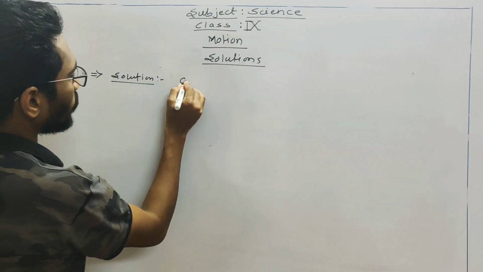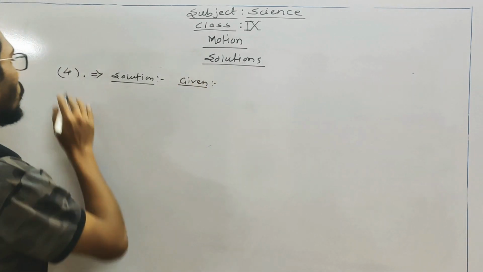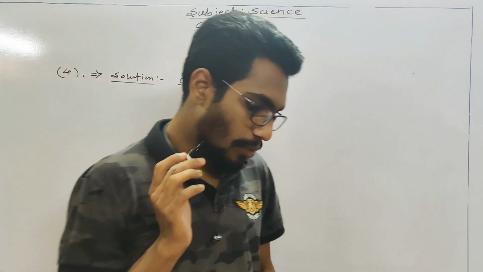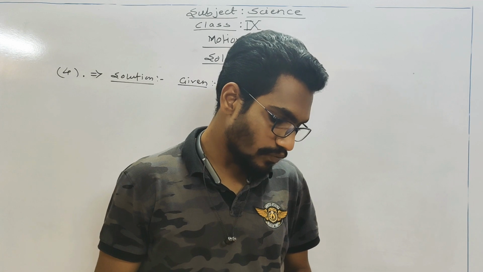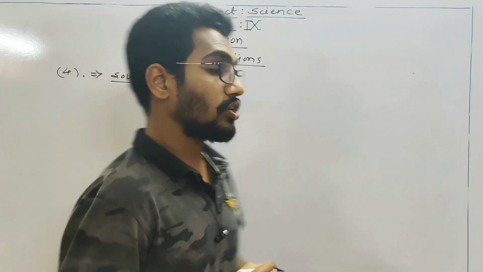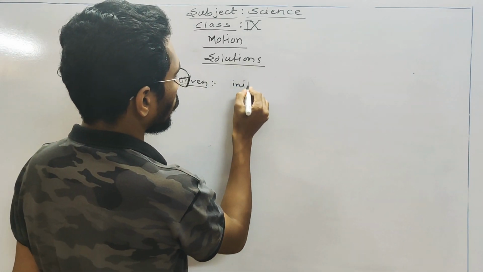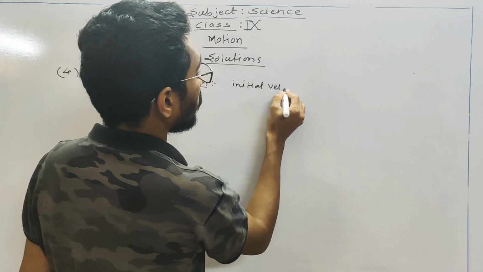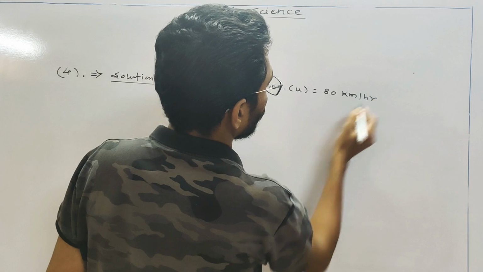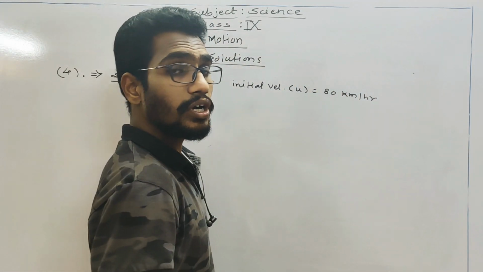So solution, the first thing given, how to solve the numerical in this way. Question number 4, solution given. The question is, a bus decreases its speed from 80 km per hour to 60 km per hour. So initially it is moving with 80 km per hour. So initial velocity u is equal to 80 km per hour. First you have to convert that kilometer per hour into meter per second.